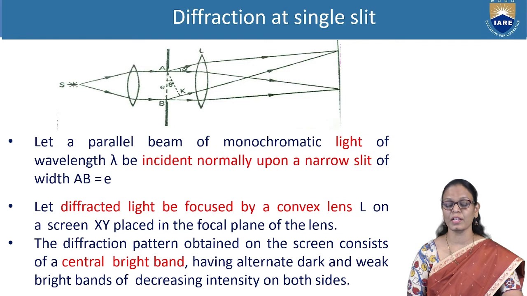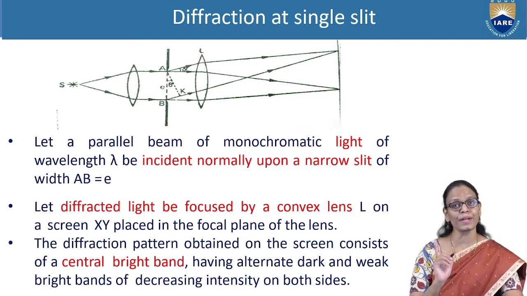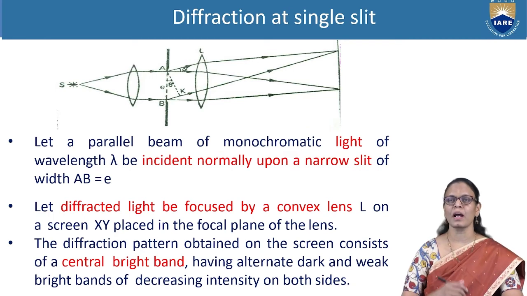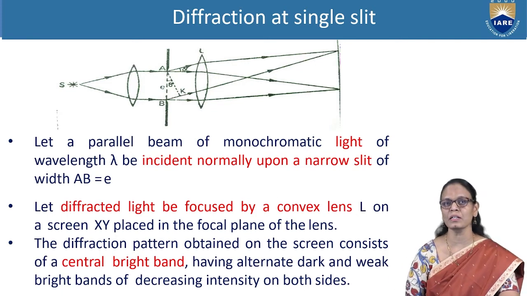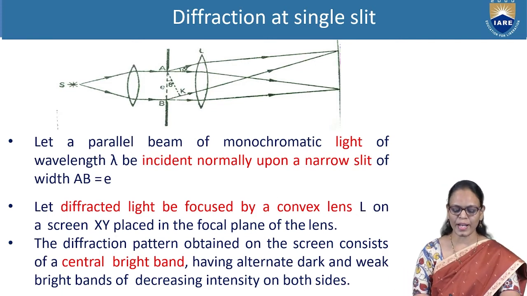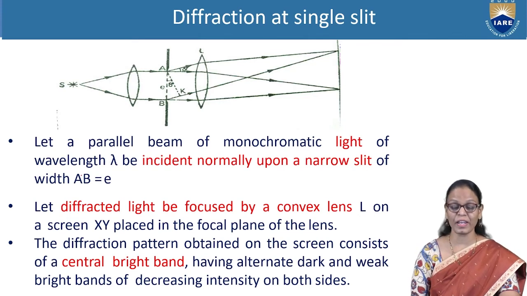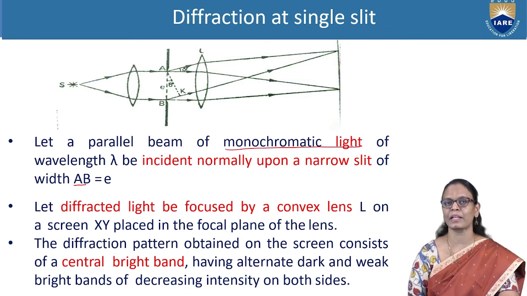Now let us see what is diffraction due to a single slit. If light is passing through only one slit, then what happens? First we will understand this, and then it is easy for us to develop on it and see what happens if it is a double slit. Now let a parallel beam of monochromatic light of wavelength lambda be incident normally upon a narrow slit of width AB. So what are we considering? We are considering a monochromatic light.